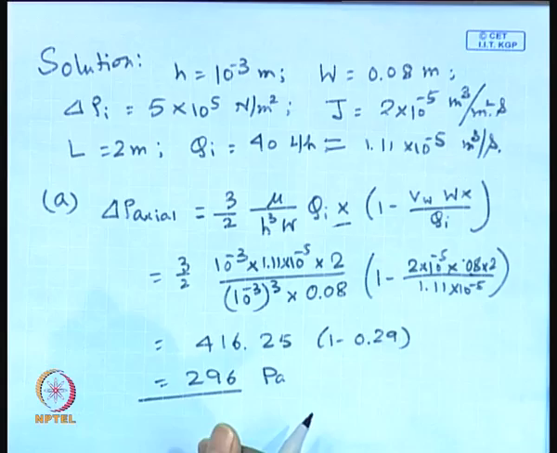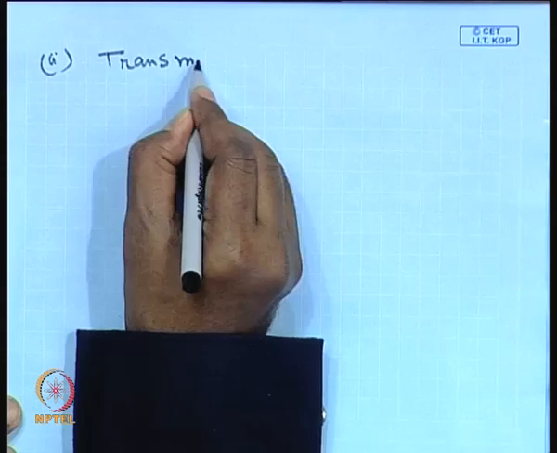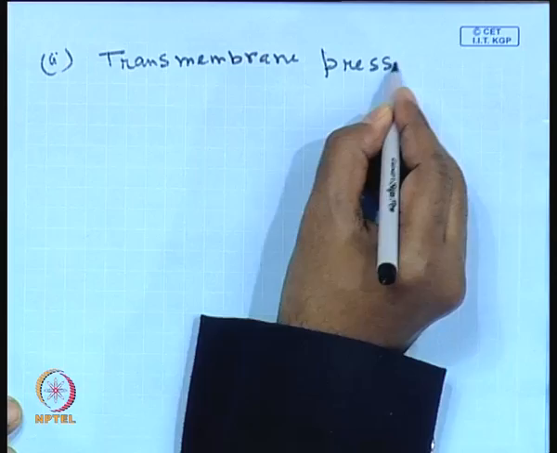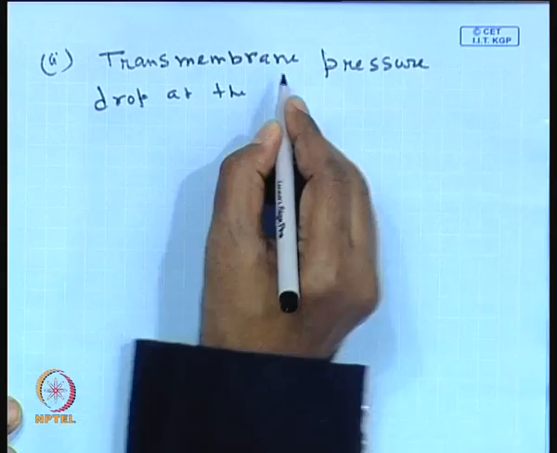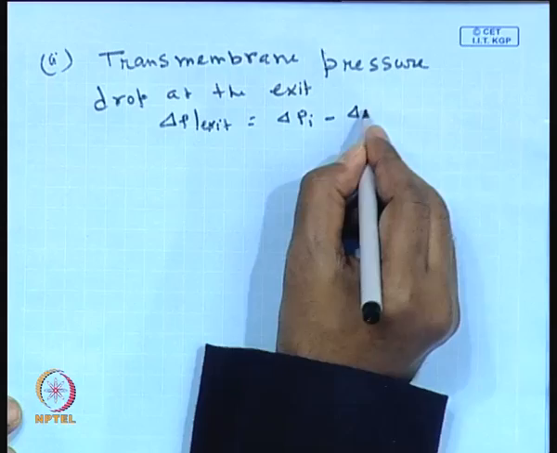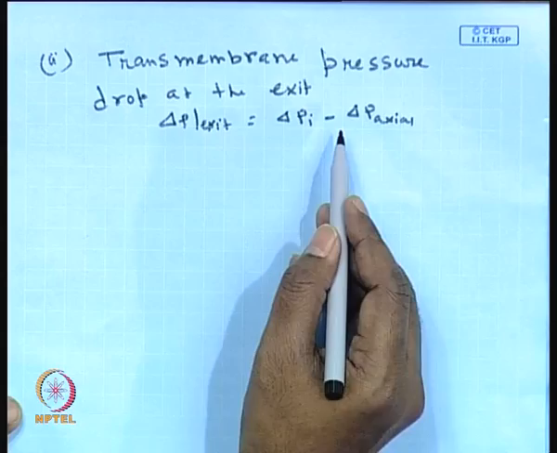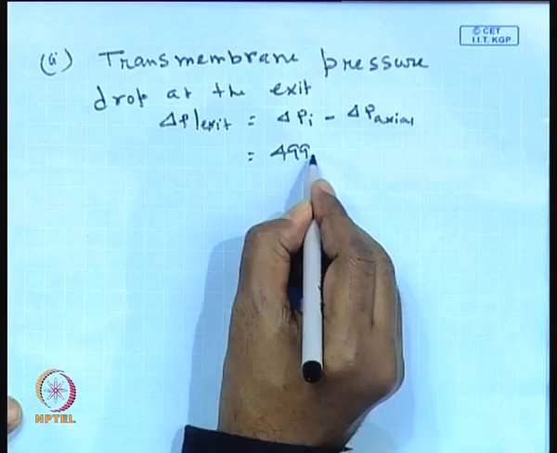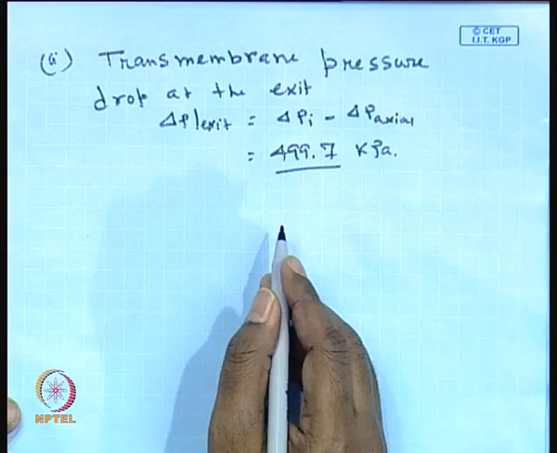And now, you will be able to calculate the different quantities. The second part is the transmembrane pressure drop, at the exit point, it becomes delta P at the exit. Will be nothing but delta P I minus delta P axial. That means, the initial pressure minus the drop. So, that will be giving the final one. So, this turns out to be 499.7 kilopascal. That means, for this particular module, the axial pressure drop will be really very low.